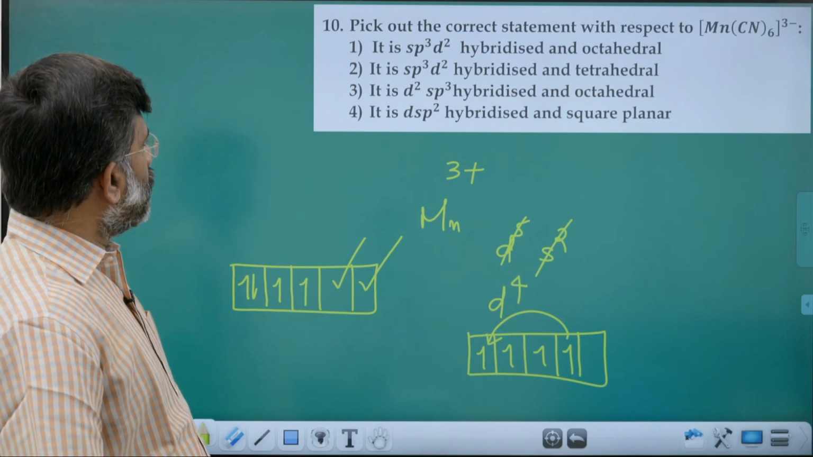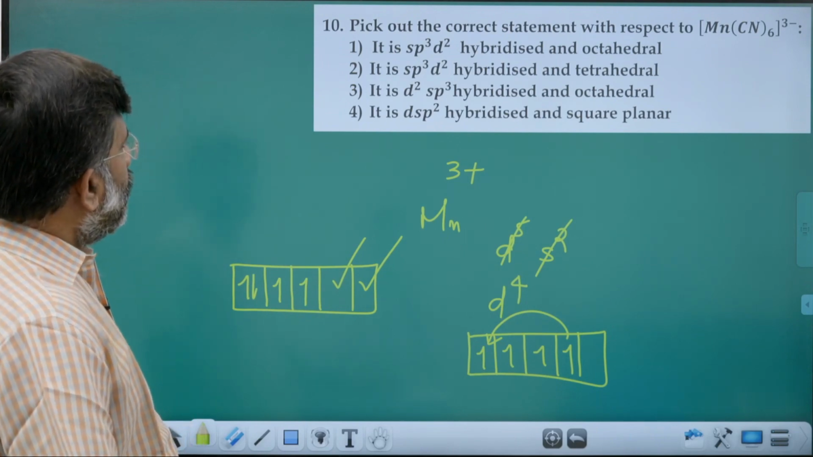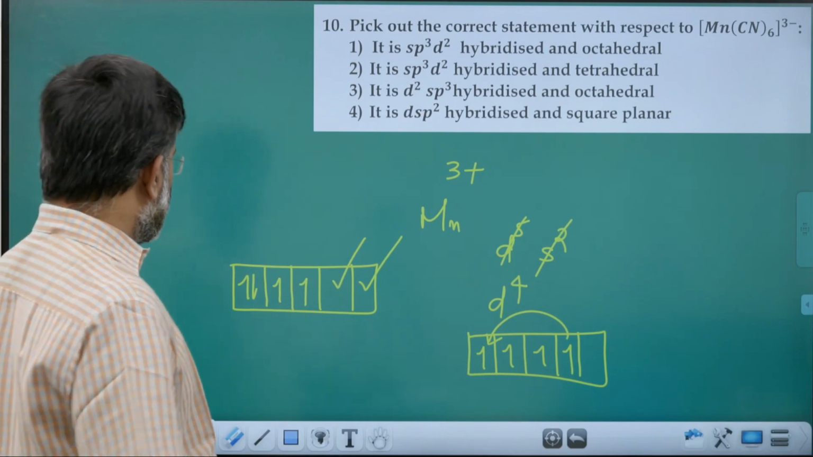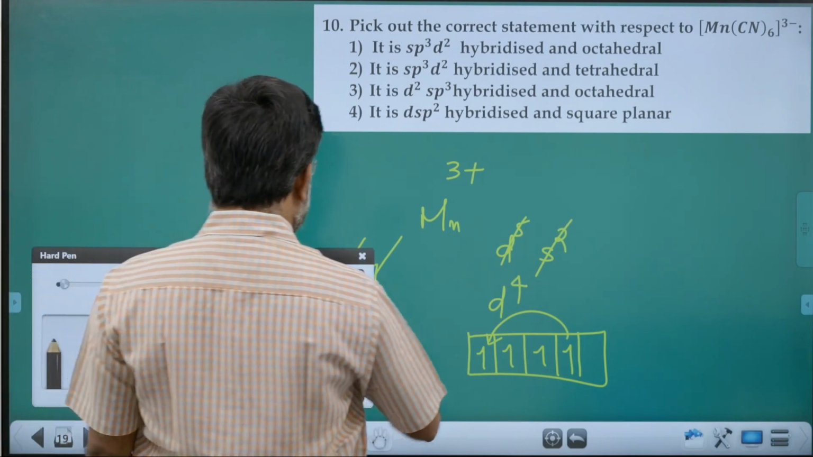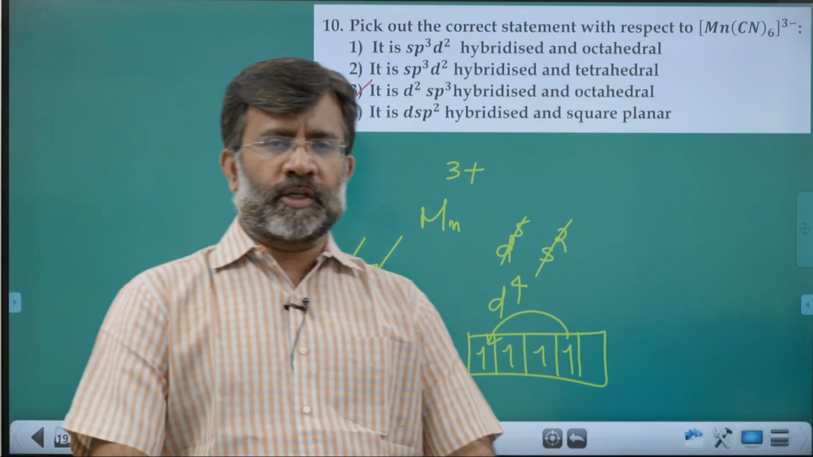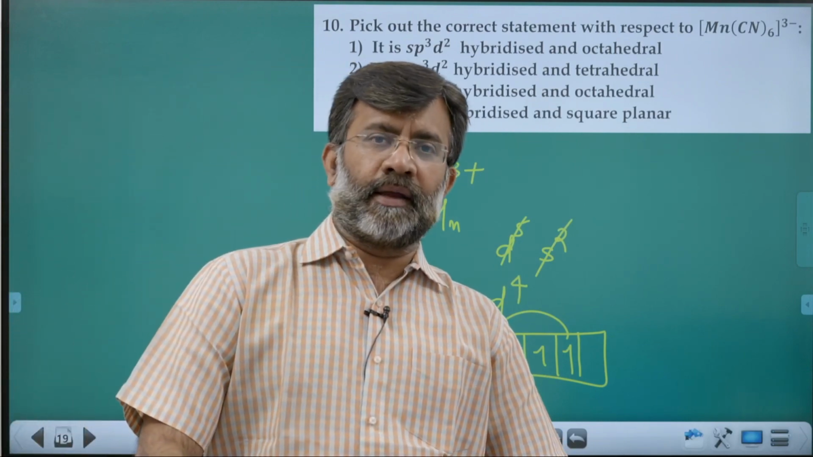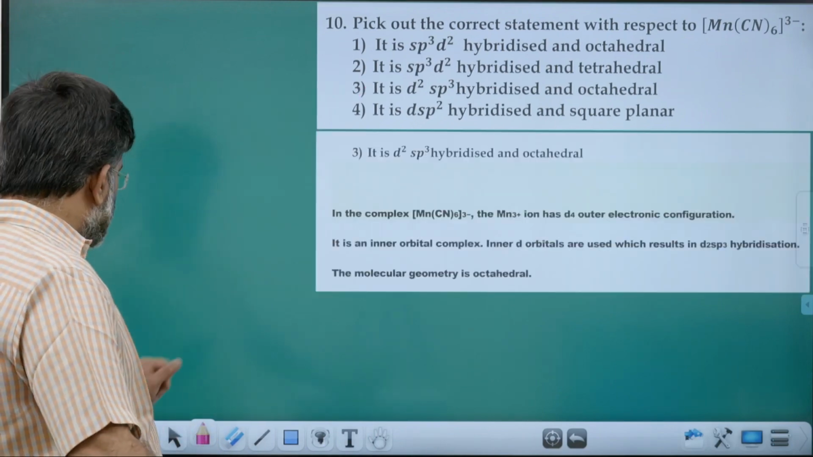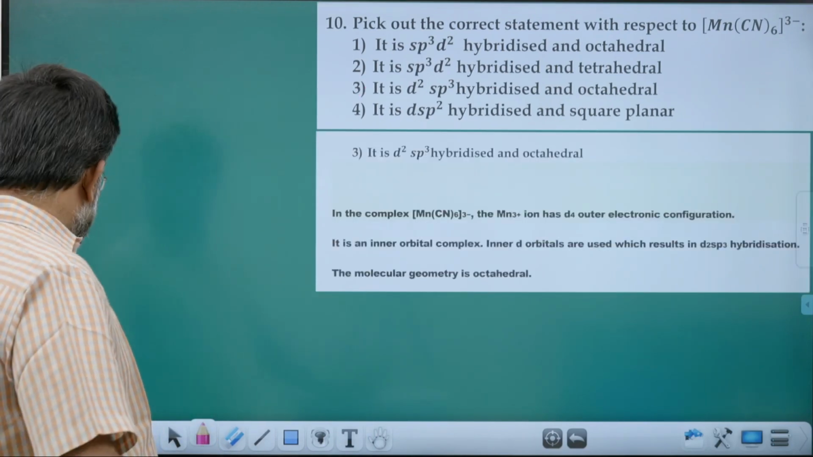So what is the situation? It is octahedral, no doubt. Octahedral, third choice. It is D2sp3 octahedral, third choice.